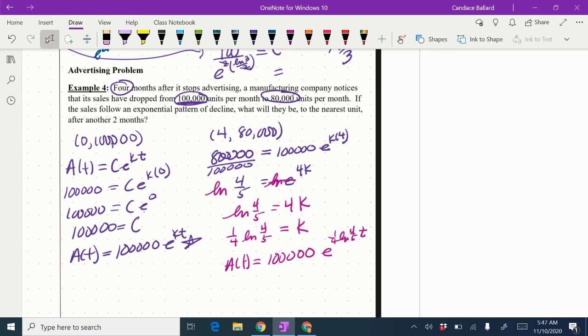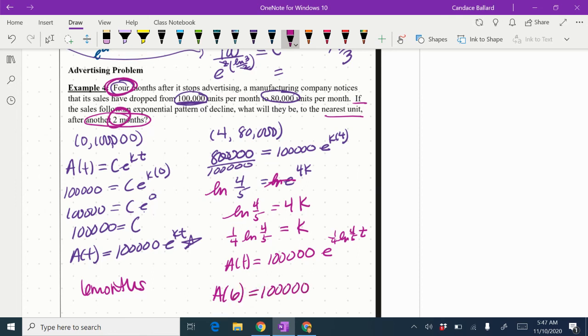Now I've got to finish reading the question. If the sales follow an exponential pattern of decline, what will they be to the nearest unit after another 2 months? If I started at 4 months, another 2 months would be 6 months. So I need to use my new equation and plug a 6 into it. A of 6 equals 100,000 E to the 1/4 natural log of 4/5 times 6.